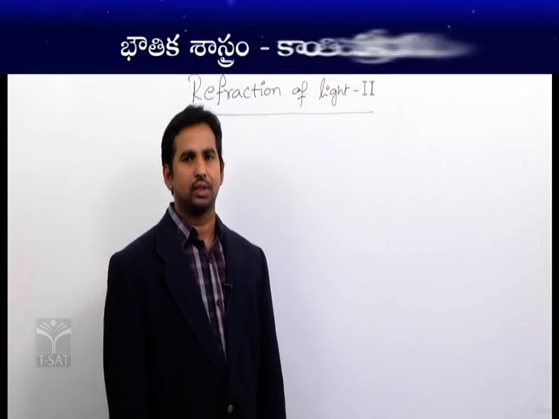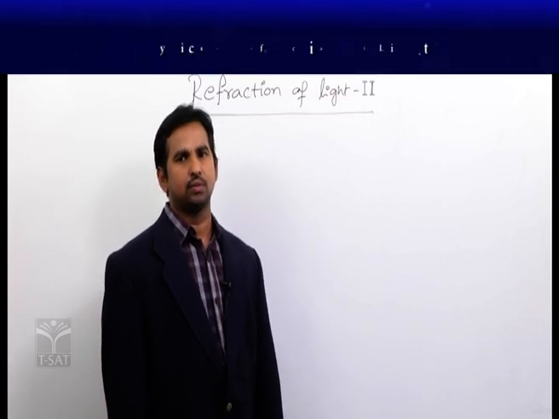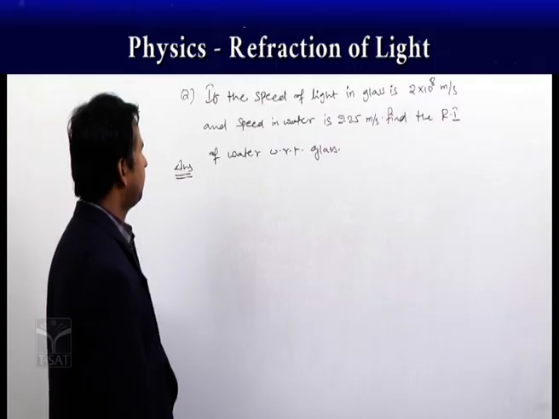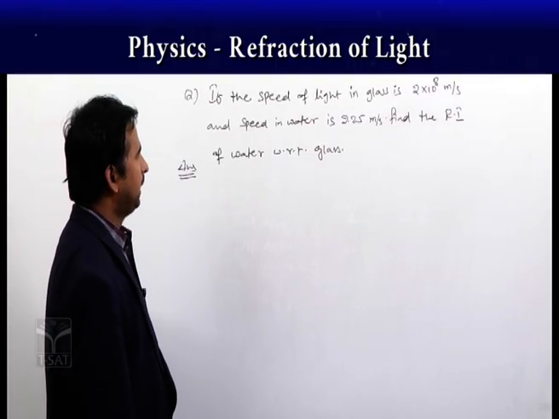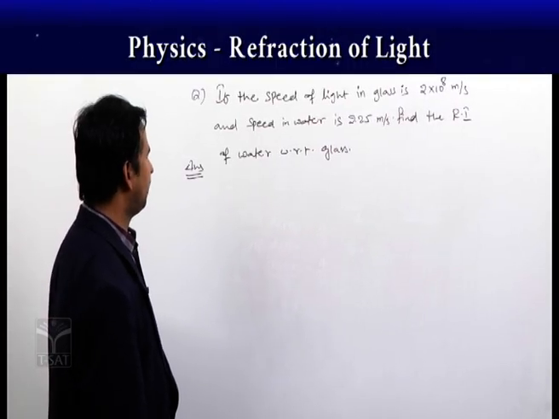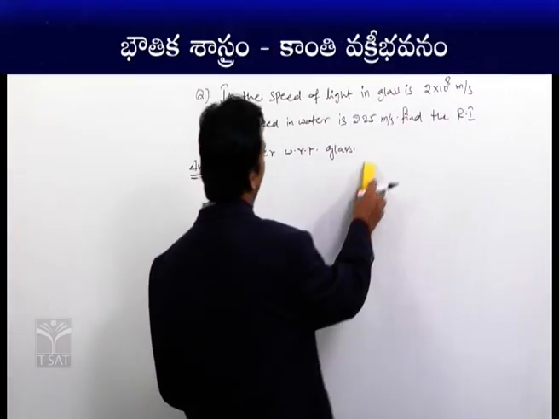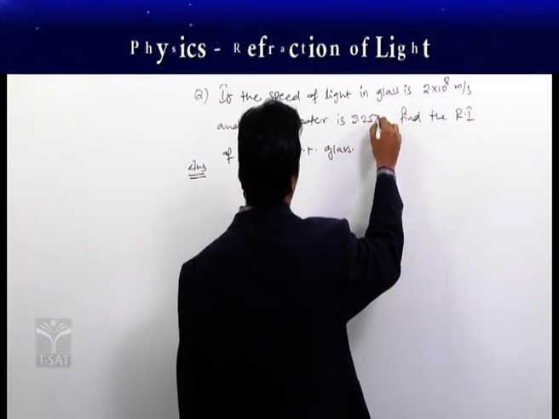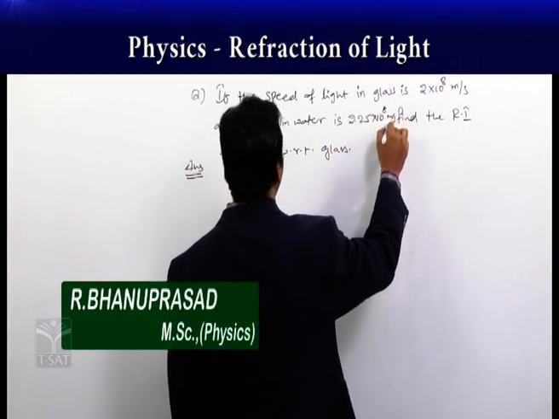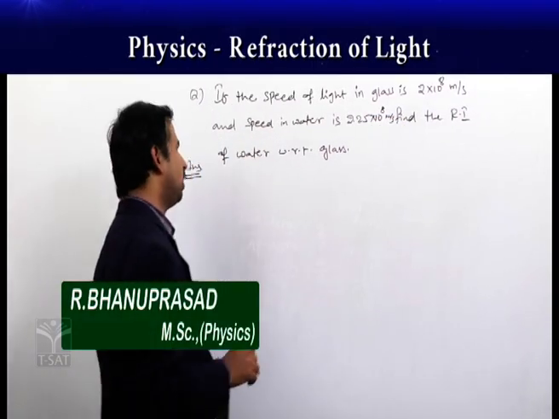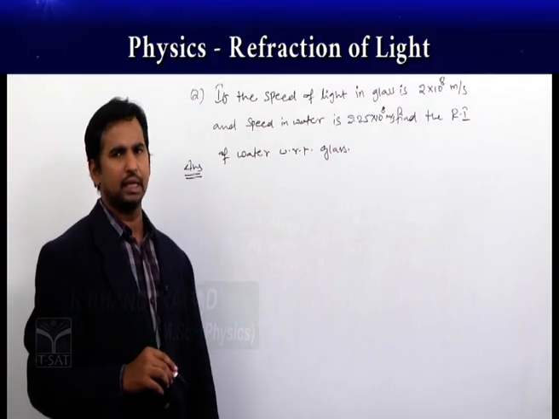We discuss refraction of light, the model questions for our POLYCET. Here, it is given that the speed of light in glass is 2 into 10 power 8 meter per second, and in water it is 2.25 into 10 power 8 meter per second. Then we have to find the refractive index of water with respect to the glass.